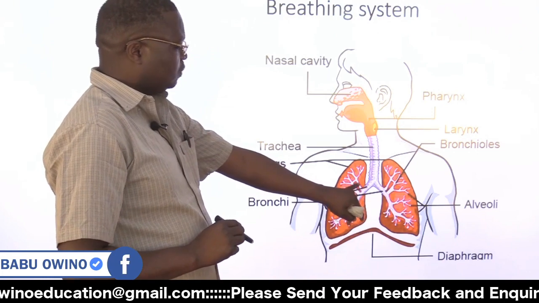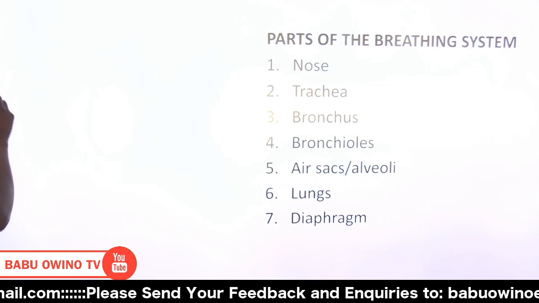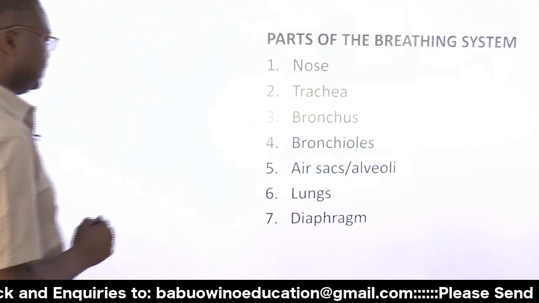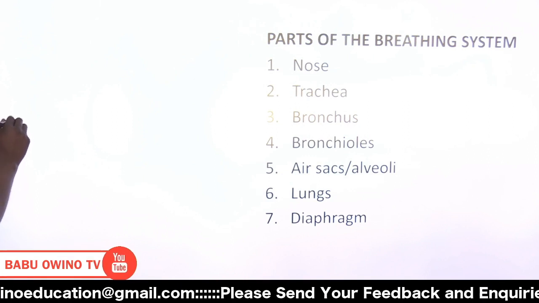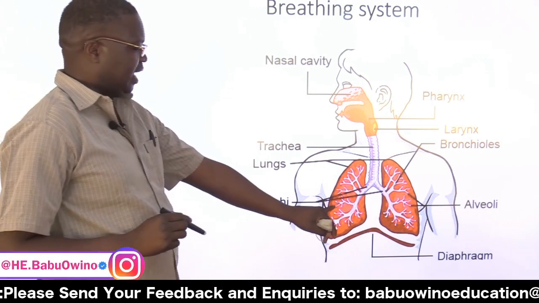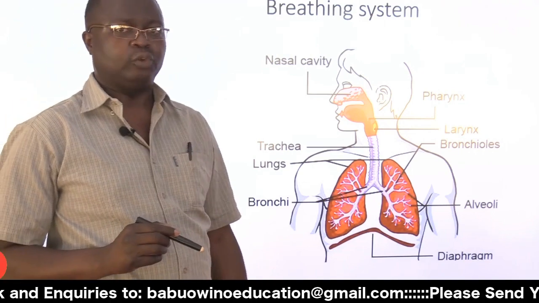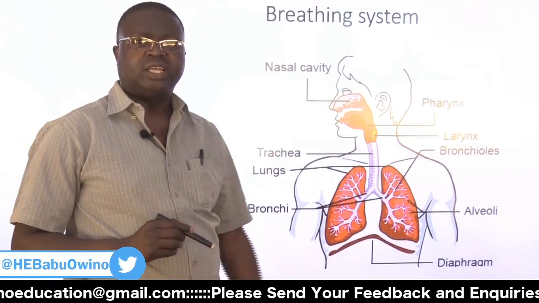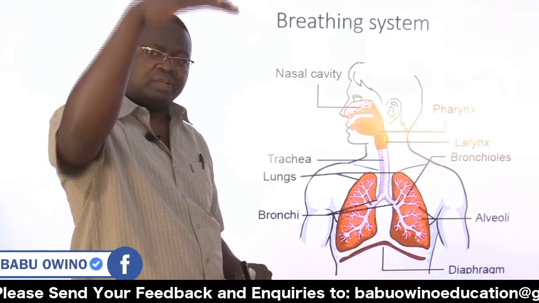From there, the air moves to other small branches, and the small branches we are talking about here are bronchioles. From the bronchus, we have other fine or small branches that we refer to as bronchioles. Then from the bronchioles, the air enters into some spaces that we call alveoli, or air sacs if you wish. We also have the diaphragm here. The diaphragm is a sheet of muscle that usually moves up and down.